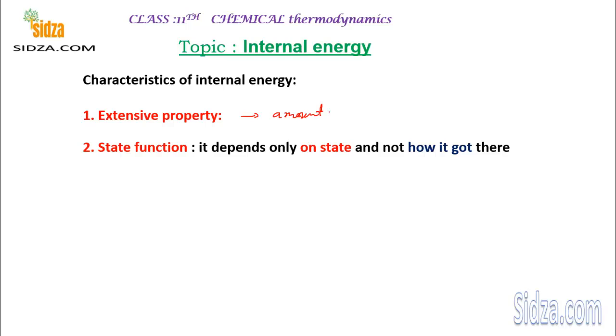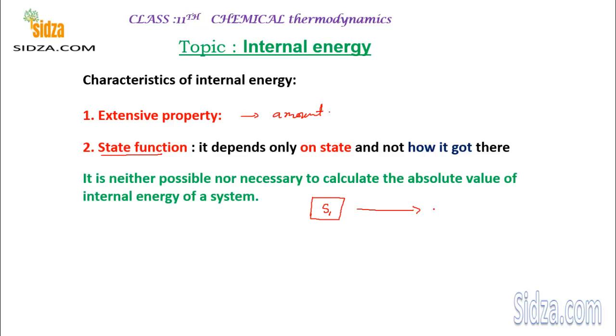It is a state function also, right? A state function, we know, is a property which depends on the state, and it doesn't depend on the path by which the system was brought to that state, correct? So internal energy of a system is a state function. That means it depends on the state. It doesn't depend on how you got it there, correct?